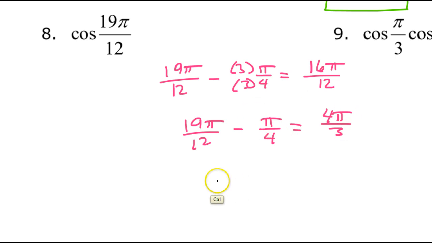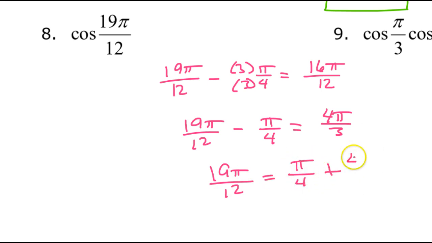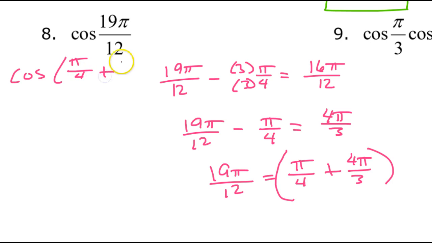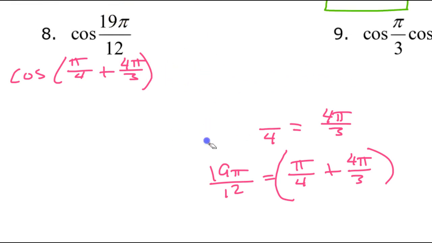So adding pi over 4 to both sides, I have 19 pi over 12 is equal to pi over 4 plus 4 pi over 3. So this is what I will use for my substitution. So the original problem can be rewritten as the cosine of pi over 4 plus 4 pi over 3. All right, I'm just going to erase all this stuff in case I need the space.